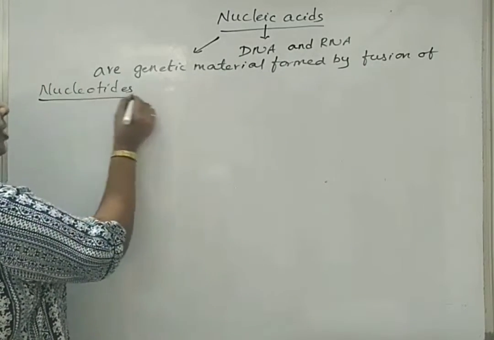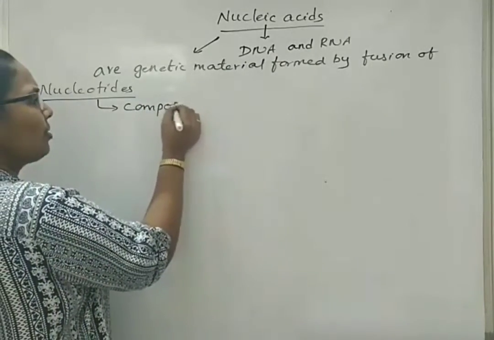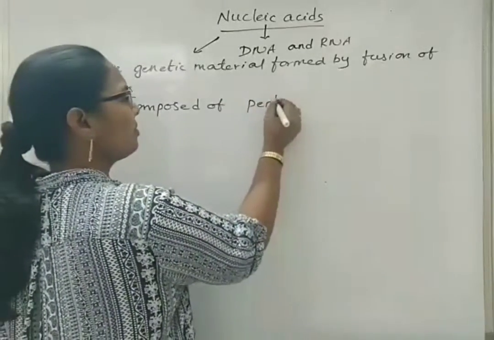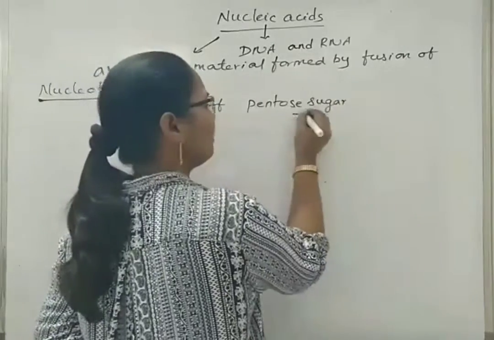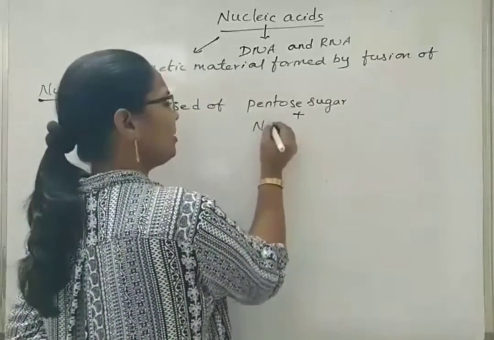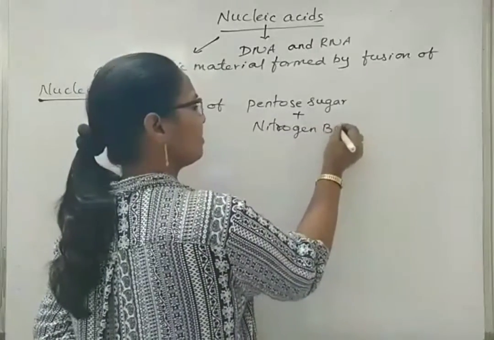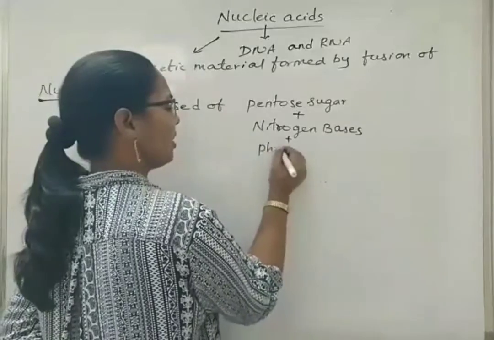So what are nucleotides composed of? These are composed of pentose sugars plus nitrogen base plus phosphate molecule.